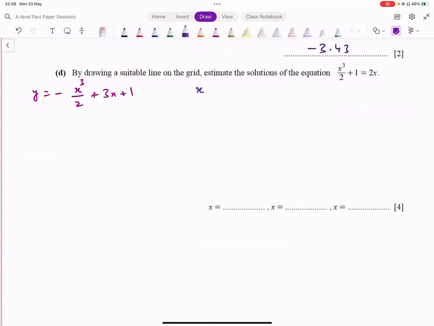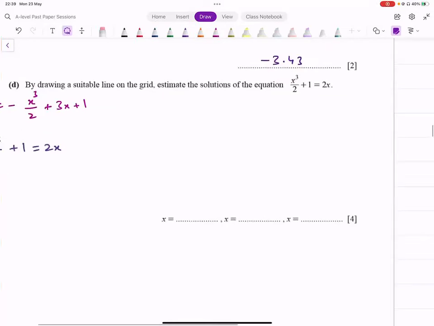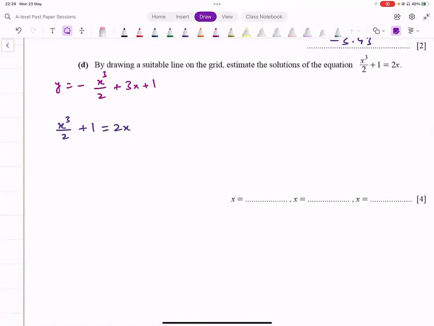Equation क्या है? x cube over 2 plus 1 equals 2x. ये आपके पास equation है. इसको एक दूसरे के नीचे लिख देते हैं, ऊपर नीचे. आपने करना क्या है? आपने इस इक्वेशन के एक साइड के ऊपर किसी तरह से ये चीज ले आनी है, minus x cube over 2 plus 3x plus 1. एक साइड पे आपने ये चीज बना लेनी है.